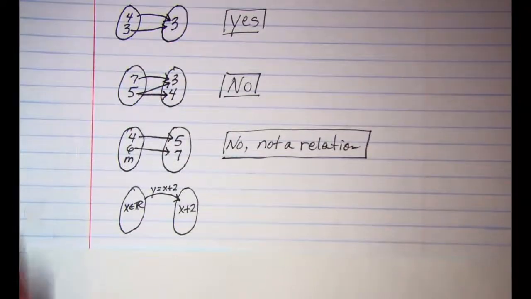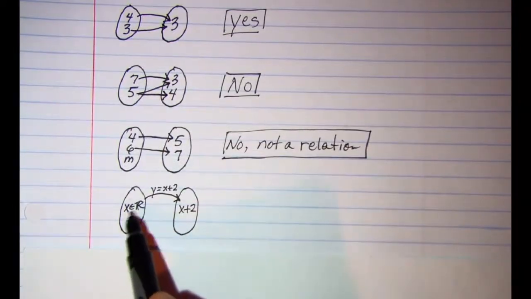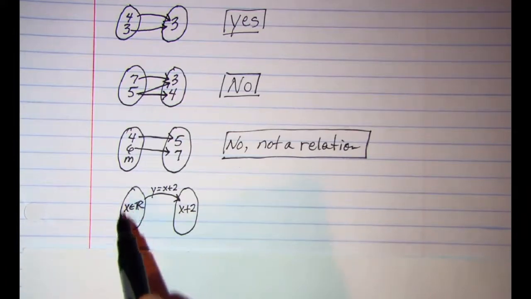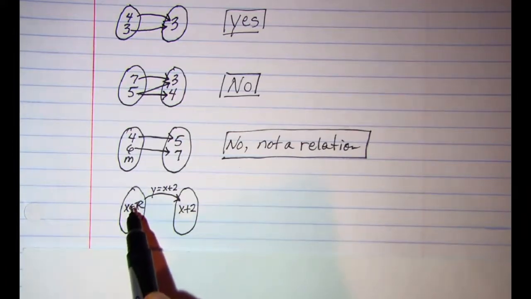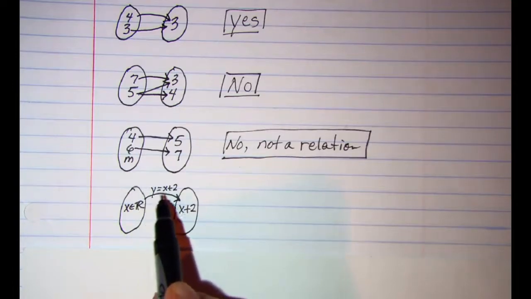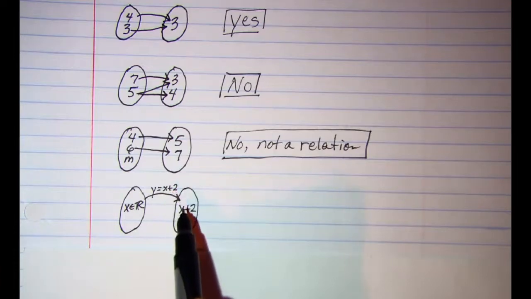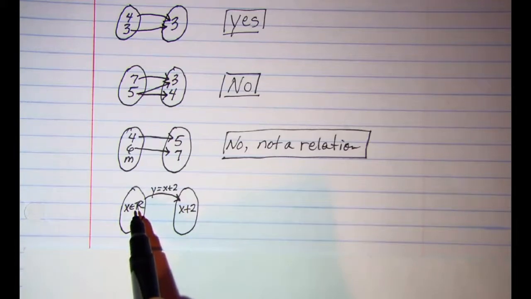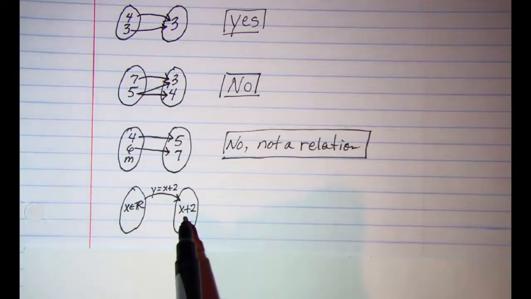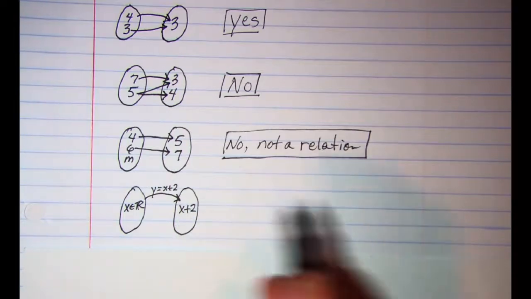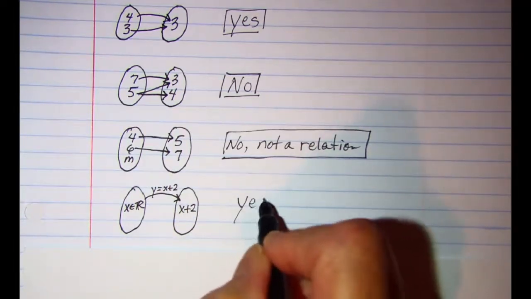And then this is a mapping that shows any element in the set of real numbers here in my domain. And the rule is that I take that domain element, x, and add 2 to it to get my range element. So any number that we can pick in the set of real numbers, add 2 onto that, and that'll give us our element in the range that it's mapped onto. So yes, this is a function.